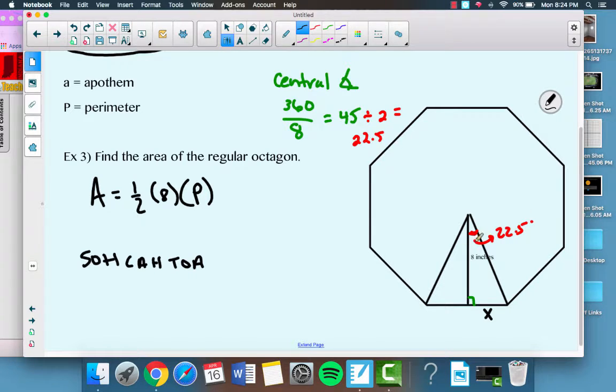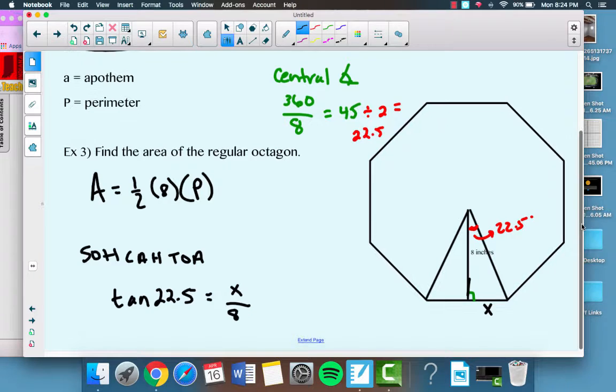So I'm going to go ahead and set this up. So from this angle, I've got the opposite and the adjacent. So that's going to be tangent. So I'm going to say the tangent of the angle, 22.5, is equal to the opposite, that's what I'm looking for, over the adjacent, that's the 8. What this is going to allow us to do is find part of the outside perimeter, and then we can add up all the sides.